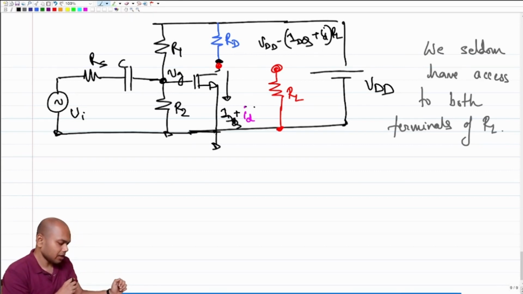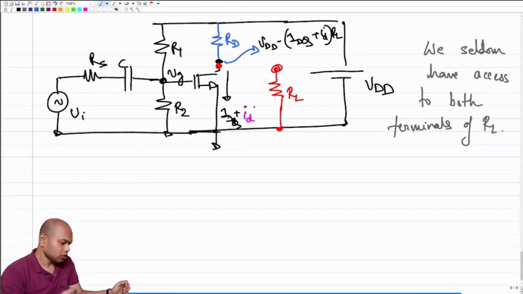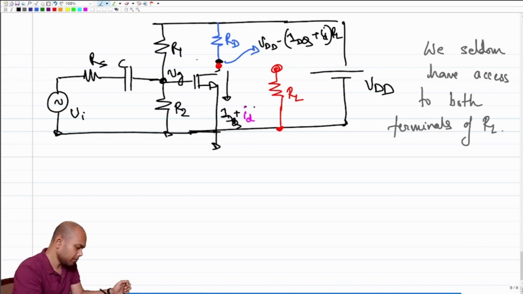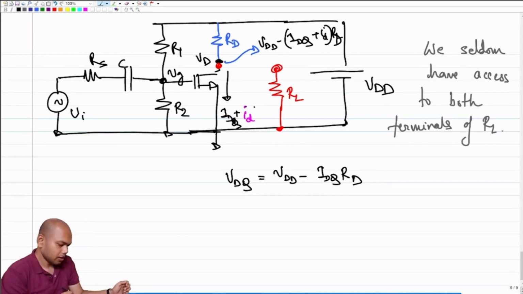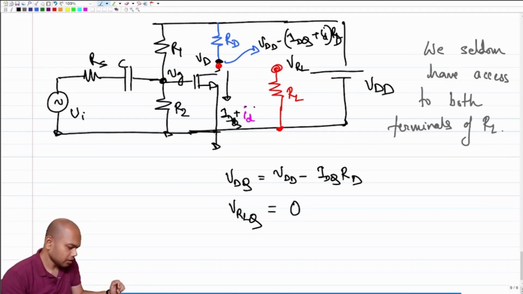Let's start again from the beginning. Let's assume RL was not connected. So what is the voltage at the drain? The voltage at the drain is VDD minus this, right? So let's forget about the incremental ID. The quiescent voltage, let me call this VD. So VDQ was VDD minus IDQ times RD, not RL, I'm sorry, RD. Okay, so what is the voltage across RL? Let me call it VRL. VRLQ is equal to 0, right?